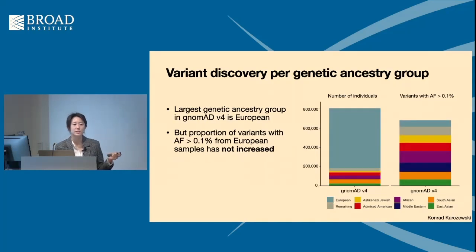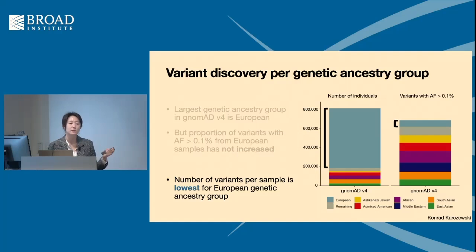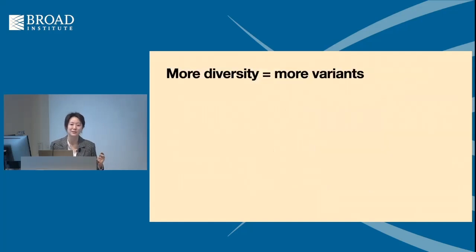But so one thing that should stand out immediately is that the largest genetic ancestry group in v4 is European. But if you look at the variant bar on the right, the proportion of informative variants added by these samples has not increased despite the sample size increase from v2 to v4. And if you zoom in, the number of variants per sample is actually lowest for this ancestry group. So hopefully I have convinced you that more diversity means more variants.